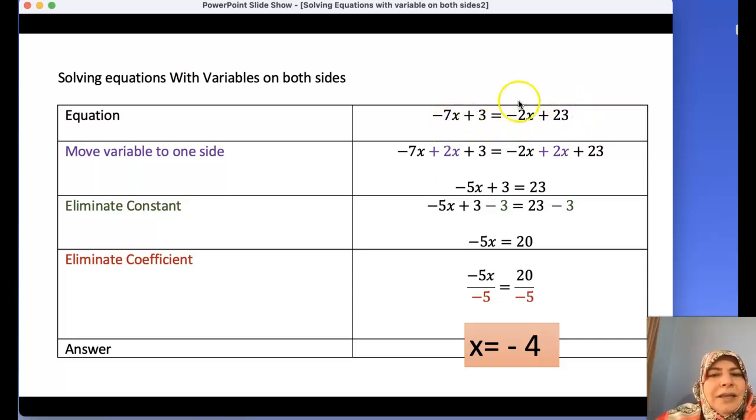Okay? So I'm going to add 2x. Why add 2x? Because I have negative 2x. So negative 2x plus 2x will eliminate each other. So if you add 2x to the right, you have to add 2x to the left. So negative 7x plus 2x. Negative 7 plus 2 is negative 5. So negative 5x plus 3 equals. Negative 2x and positive 2x eliminate each other, and they are left with the 23. So now it became a two-step equation, the one we just solved a minute ago. So what should I do then?